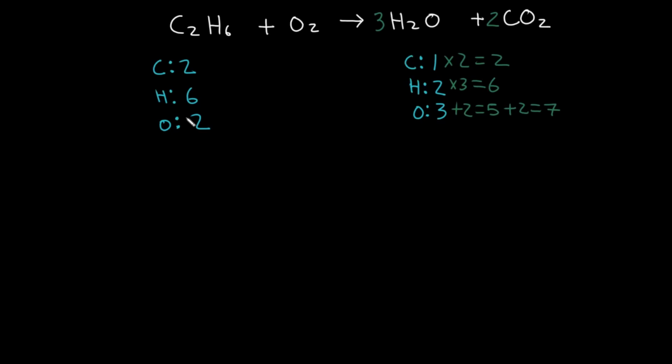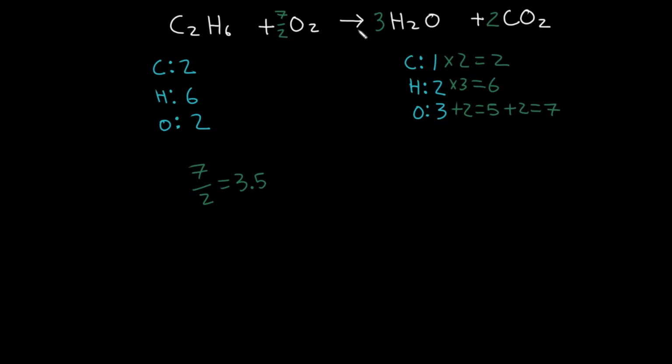The problem now is that we can't multiply any whole number by 2 to give 7 to balance the oxygen. But what we can do is multiply it by 3.5, or otherwise 7 over 2, because 7 over 2 is the same as 3.5, and 3.5 times 2 gives 7. So let's write that as a fraction, 7 over 2. But the problem with this is we can't have fractions in a chemical equation.